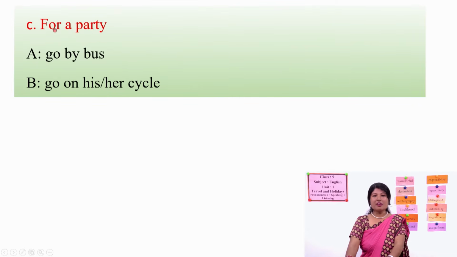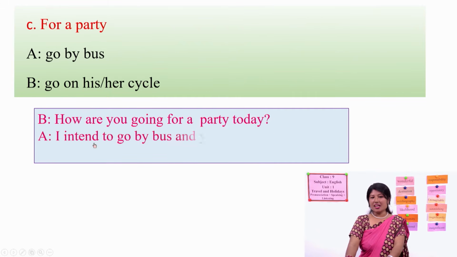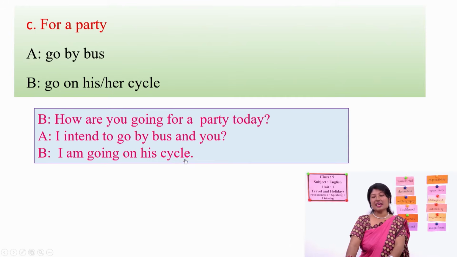Number C. For a party, go by bus, go on her cycle. How are you going to the party today? I intend to go by bus, and you? I'm going on his cycle, somebody's cycle, or you can say my cycle too. Okay, his here is another third person, or you can even say my cycle.